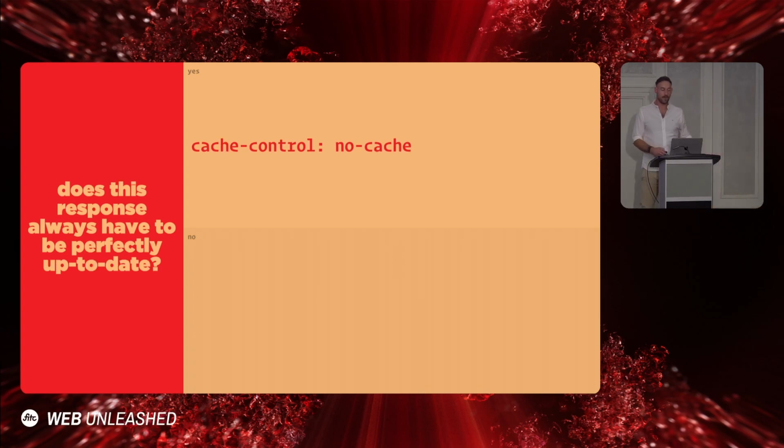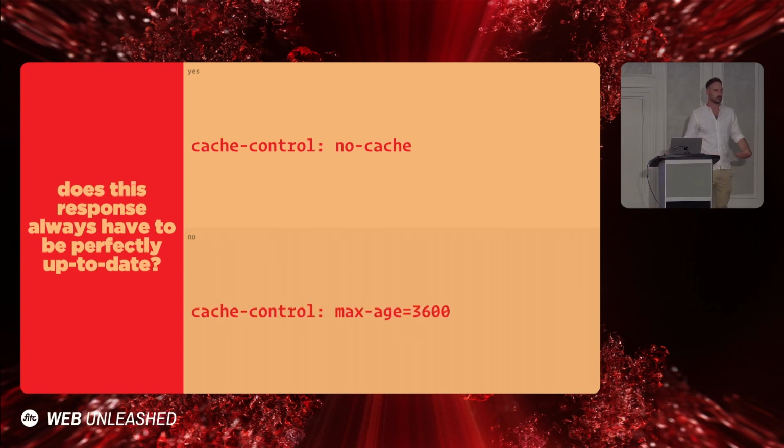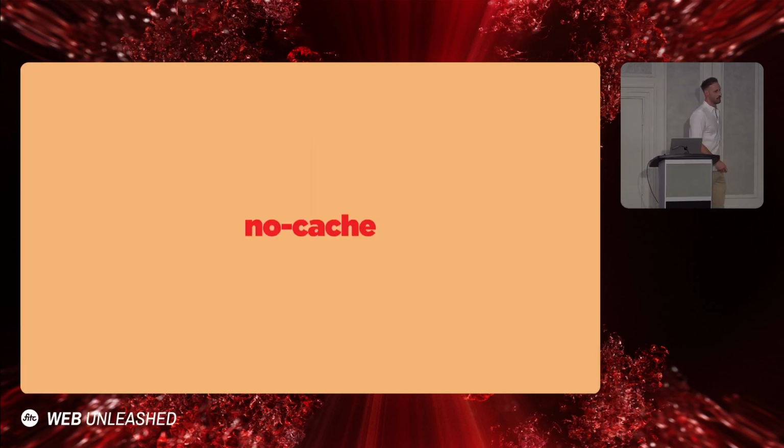If it doesn't have to be perfectly up to date, you can tolerate a slightly stale response. We would just use a simple max age with a number that we see fit. So the new concept we've introduced here is no cache. The no cache directive, as I say, is very confusingly named. It doesn't mean don't cache the file. It means don't check the cache first. Go and see if we've got an up-to-date version.